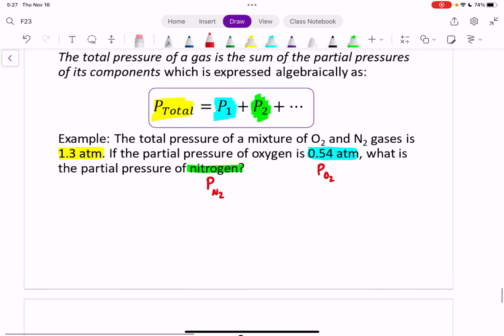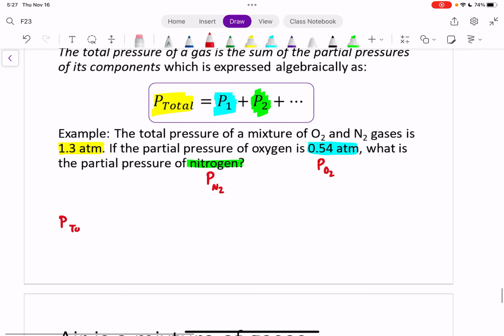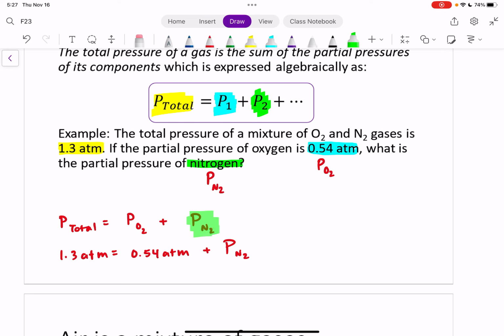All right, so let's rewrite this equation a little bit. We've got our P total equals the partial pressure of oxygen plus the partial pressure of nitrogen. Now, if our P total is 1.3 atmospheres, and we were given our partial pressure due to oxygen, which is 0.54 atmospheres, then we can solve for the partial pressure due to nitrogen, right? Let me finish this color coding here. Okay, and that just becomes a simple algebraic equation, right?